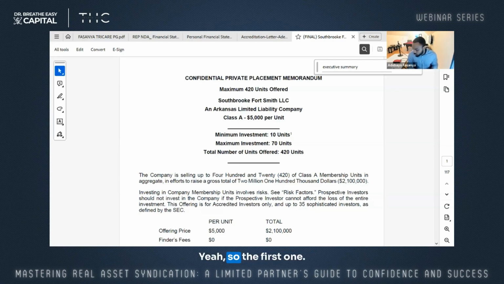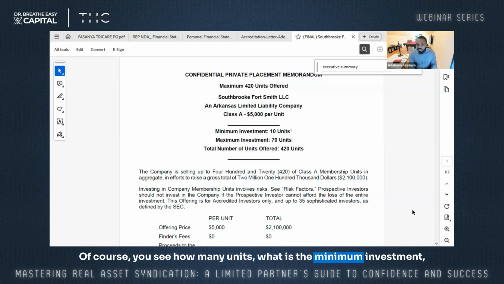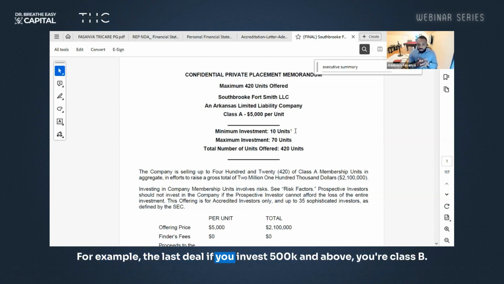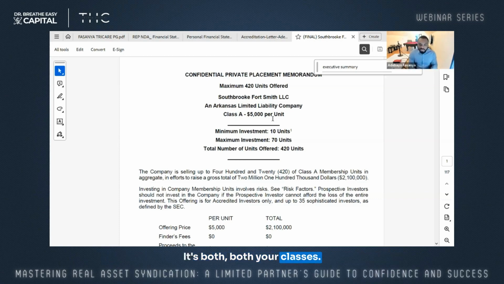So the first thing I really think, if you don't look at anything else, you should at least look at this part. Of course, you see how many units, what is the minimum investment, what is the maximum investment, and what kind of units. Sometimes there are class A, class B, class C units, divided based on how much you're investing. For example, on the last deal, if you invest 500K and above, you're class B. If you invest 100K, it's class A. And if you're the GP, you're class C.